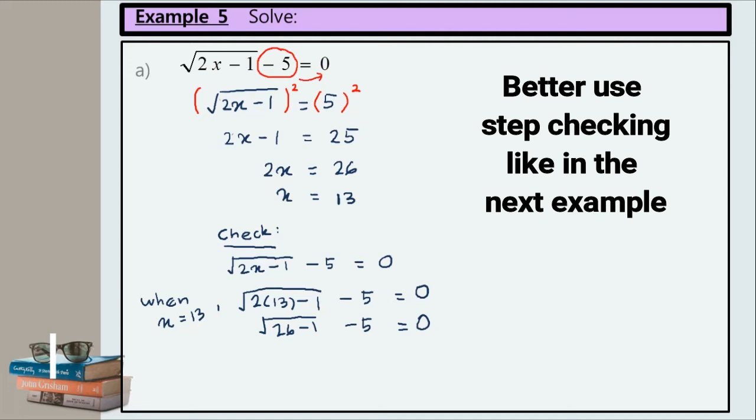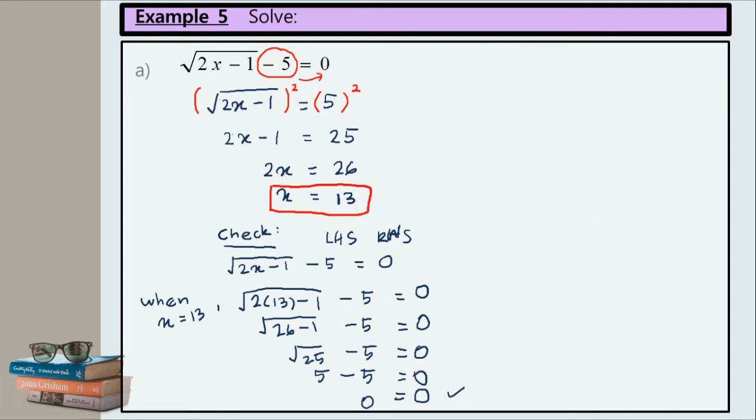Surd 25 minus 5. Surd 25 is 5. 5 minus 5, 0. So, left hand side and right hand side, okay, the value is the same, which is 0. So, bila 0, that means our x betul lah. X sama dengan 13. So, our final answer is x equal to 13.